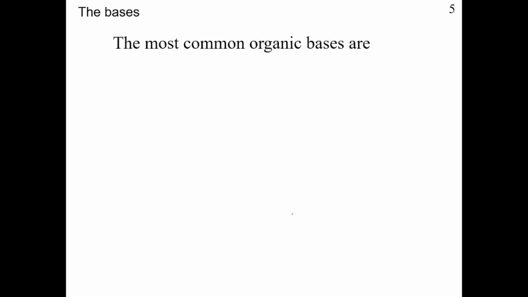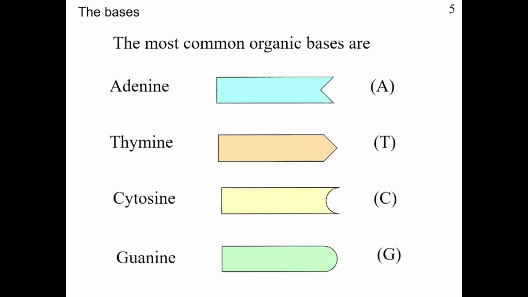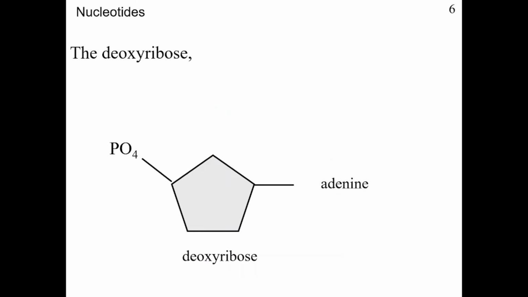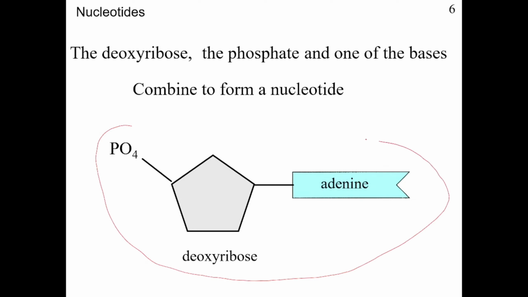The bases. The most common organic bases are adenine, thymine, cytosine and guanine. These are the 4 organic bases present in DNA. The deoxyribose, the phosphate, and one of the bases combine and form a nucleotide. This is only one nucleotide. 3 substances combine and one nucleotide is formed.